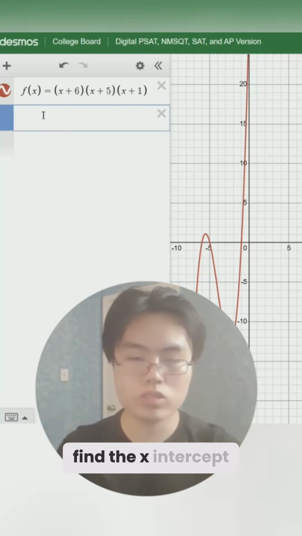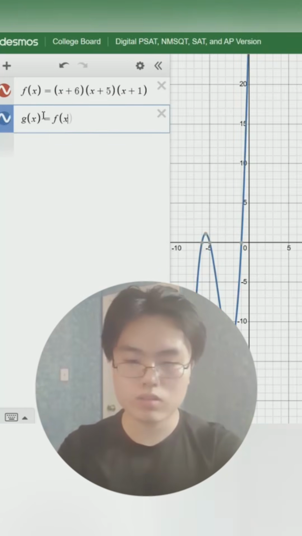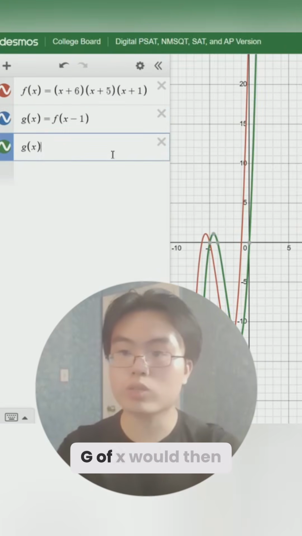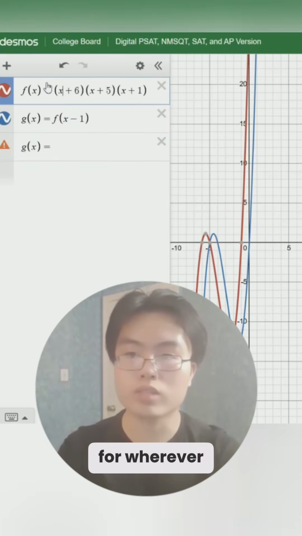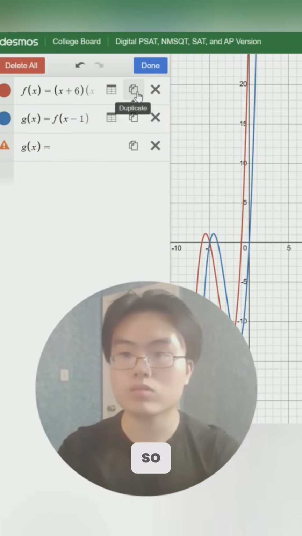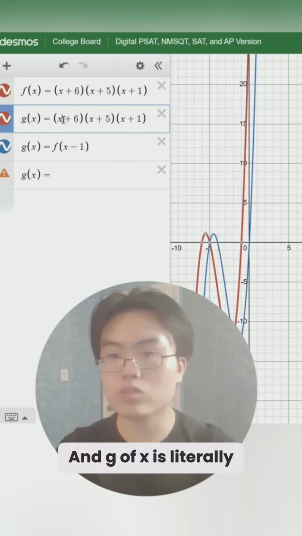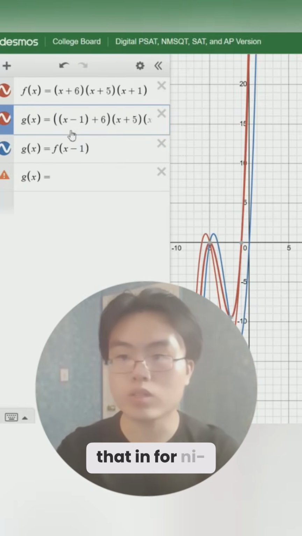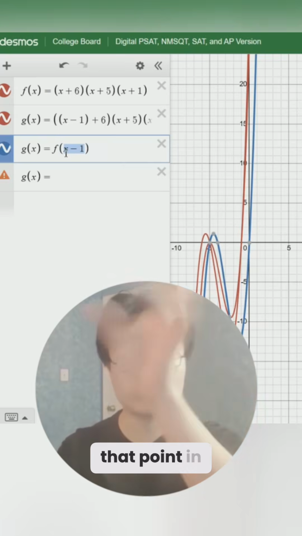We just need to find the x-intercepts of g of x, and g of x is just f of x minus 1. So let's try to get the equation for g of x. g of x would then just be this, right? So we substitute in x minus 1 for wherever x is. Let me duplicate this, and then this would be g of x now. And g of x is literally just, whenever we see the x, we substitute in x minus 1. That's what this means. Whatever is in the parentheses, you just substitute that part in for x.